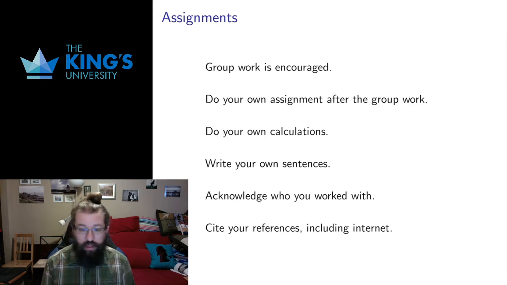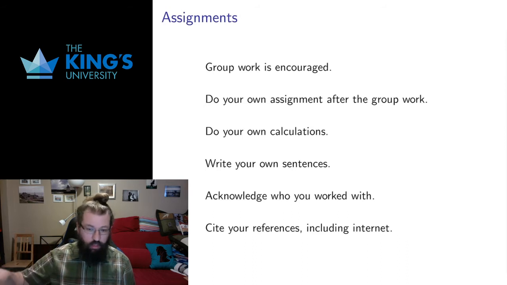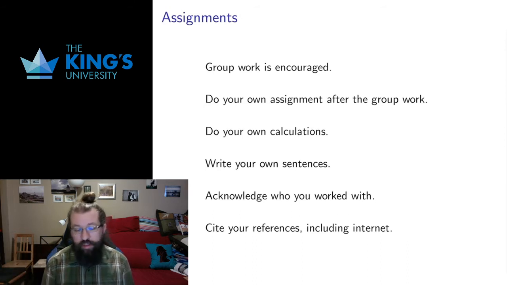If you work with people in the class, it's really nice to acknowledge who you work with, so I recommend at the end of the assignments just very briefly saying, I worked with name one, name two, name three, some people from the class, and that's only necessary for people who are in the class. For any other resources you used, you need to cite your references. For books, this is just like it would be in English or history or any other discipline. Do a citation. I don't care about the style of citation. Use whichever citation style you find the best. But if you use other resources in a math assignment, like an essay, you need to cite them. And that includes the internet.